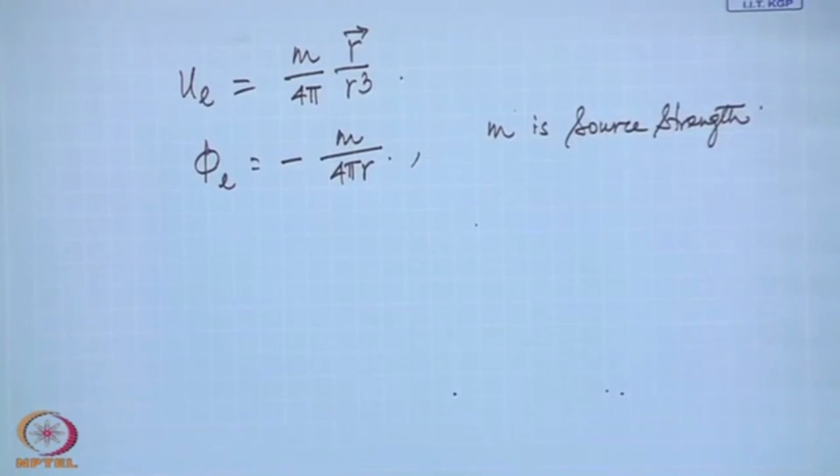Opposite of source is called sink, where the strength is negative. We will continue further next class.